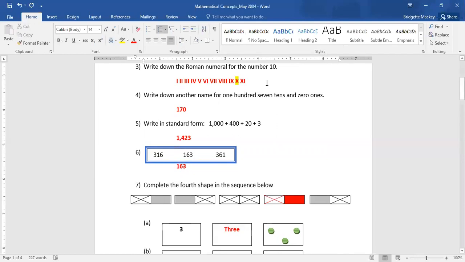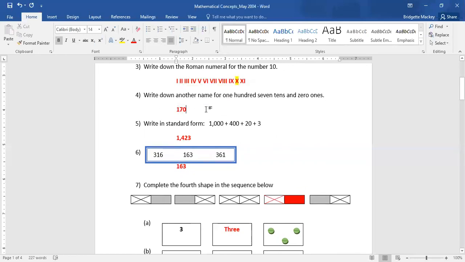Okay, the next question says, write down another name for 1 hundred, 7 tens and 0 ones. So again, we can look at this in terms of place value, and the best way to approach the question is to start at the ones column. We start at the right and we're moving left. So 0 ones would be a 0 in the ones position. 7 tens is a 7 in the tens position. And 1 hundred is a 1 in our hundreds position.